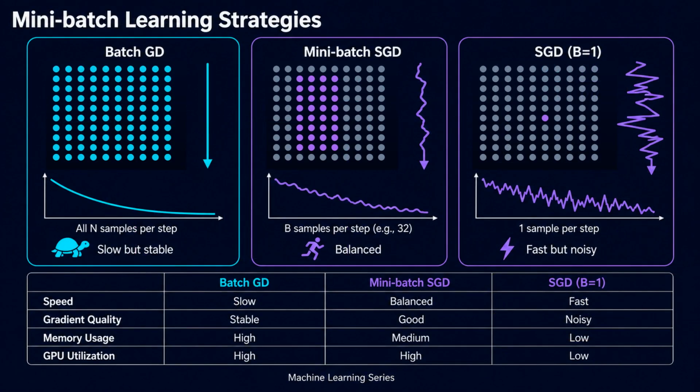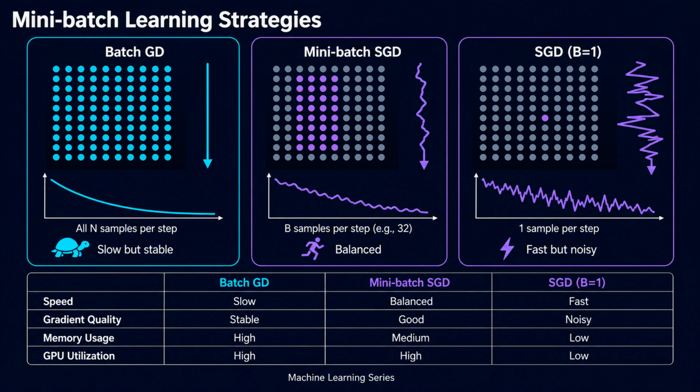In practice, we rarely compute gradients over the entire dataset at once. 3 strategies exist with different trade-offs. Batch gradient descent uses all samples per update, giving accurate gradients but requiring large memory and slow updates. Stochastic gradient descent, or SGD, uses a single sample per update, which is fast and memory efficient but produces very noisy gradients. Mini-batch gradient descent is the practical middle ground, using a subset of samples, typically 32 to 256.